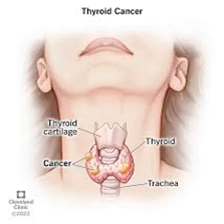Anaplastic thyroid cancer, a rare and aggressive form that occurs in older adults. It tends to grow rapidly and can be challenging to treat, often requiring a combination of surgery, radiation, and chemotherapy.